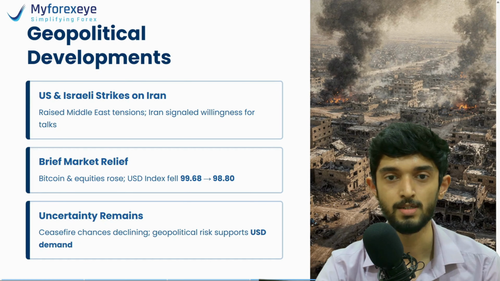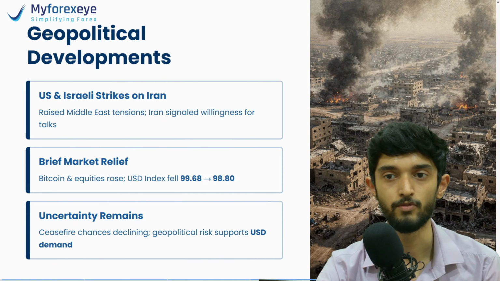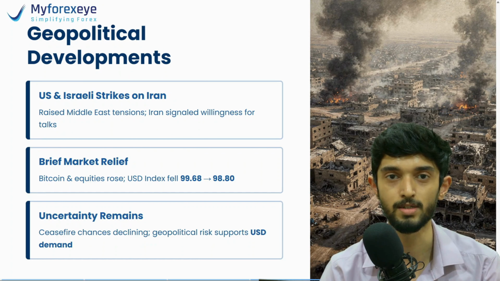The US and Israeli forces recently launched strikes on Iran, raising tensions in the Middle East. Iran signaled willingness for talks through intermediaries, which briefly improved market sentiment. During the period, equities rose while the US dollar index fell from 99.68 to 98.80. However, uncertainty remains high. This keeps geopolitical risk elevated and supports the demand for the US dollar.